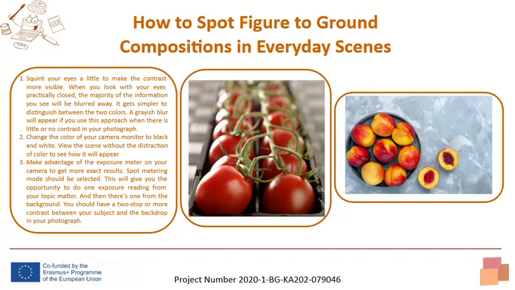It is necessary to use the spot metering mode. One exposure reading from your subject matter is provided for you here. Then there is the one lurking in the shadows. You should aim for at least a 2-stop difference between your subject and the background in your shot.